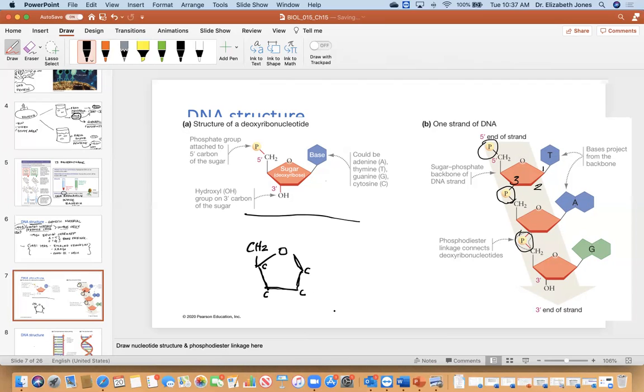It's also convention that we number these carbons. We number them starting in a clockwise fashion from the oxygen. So this is what we call the 1' carbon, the 2', the 3', the 4', and the 5' carbon. So that's our sugar. Another thing to note that's really important is that at the 3' carbon of our sugar, we have an OH group. This OH group is going to be very, very important. So remember that if we're talking about DNA, this sugar has a name, and it's called deoxyribose.